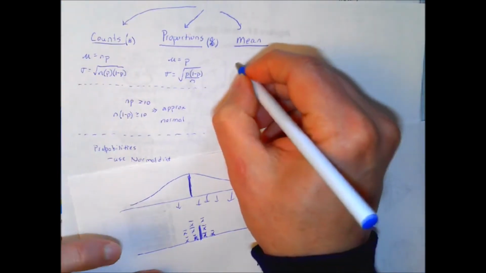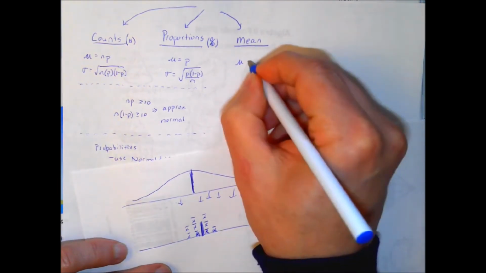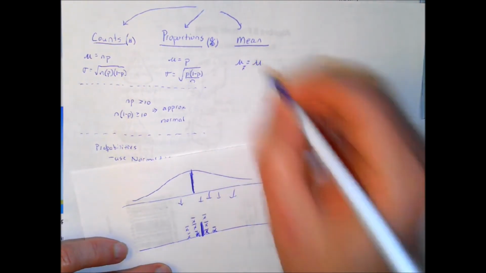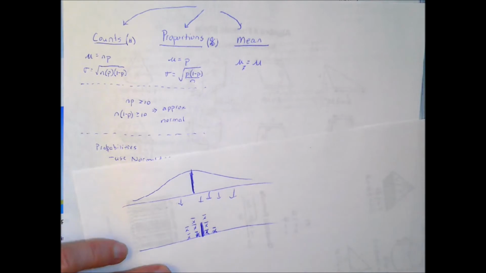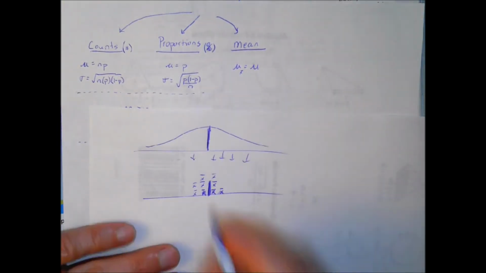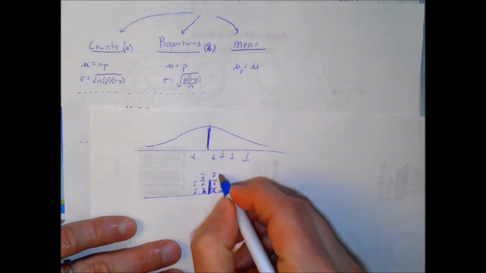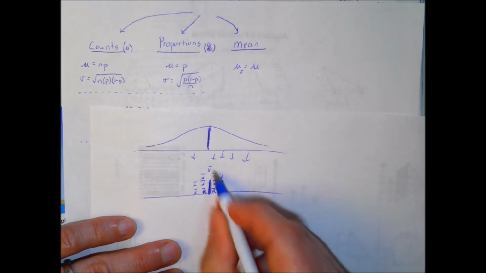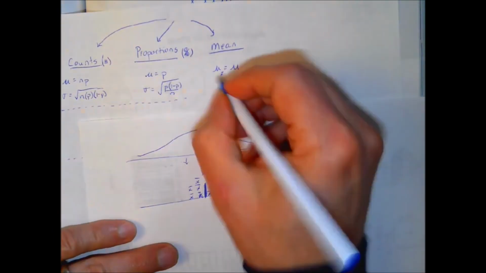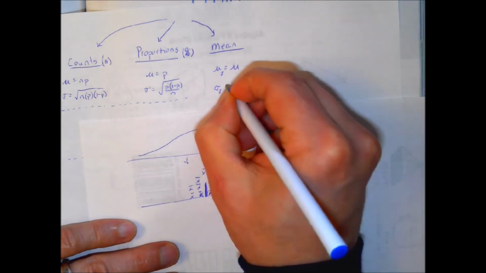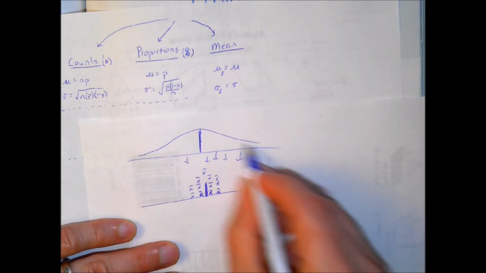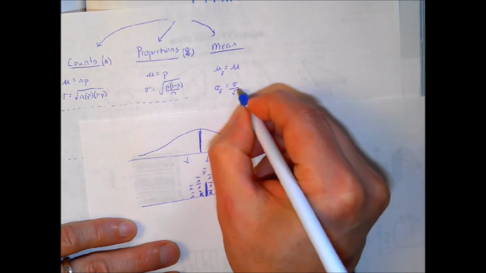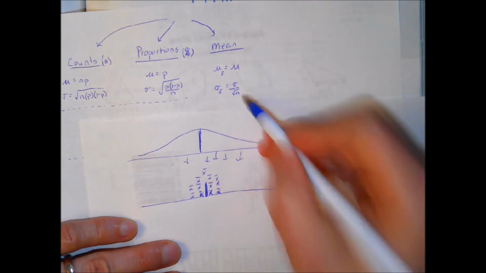We know the mean of the sampling distribution, the mean of all my x-bars, is going to equal the true mean. Okay, now to find the standard deviation of this, we're going to use the formula: the standard deviation of our whole population divided by the square root of n. That's how we find the mean and the standard deviation. Okay, so let's look at an example.